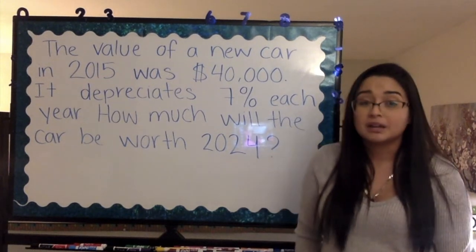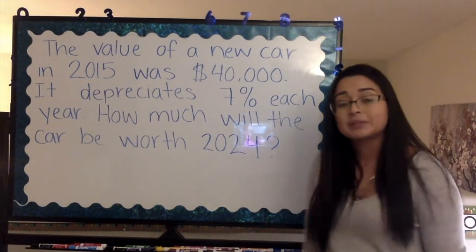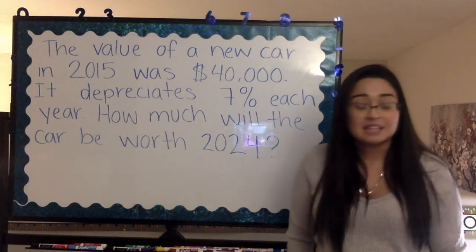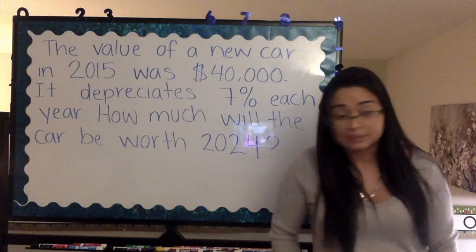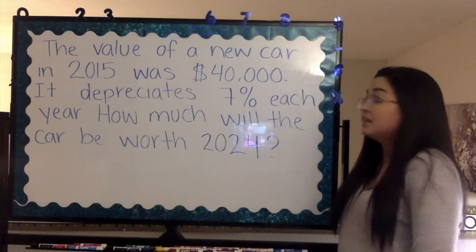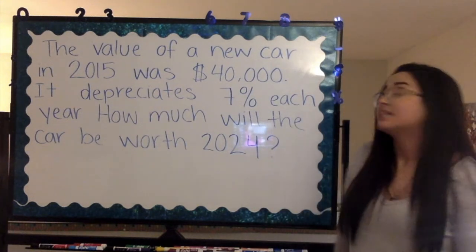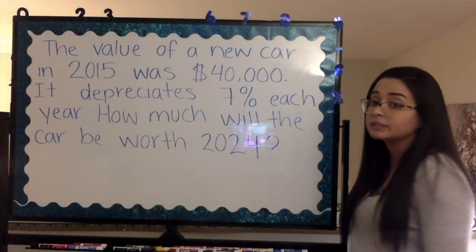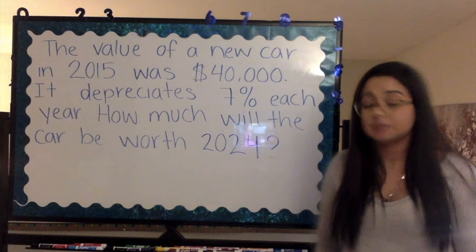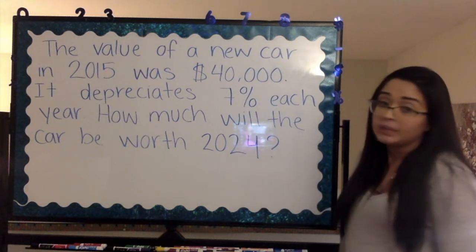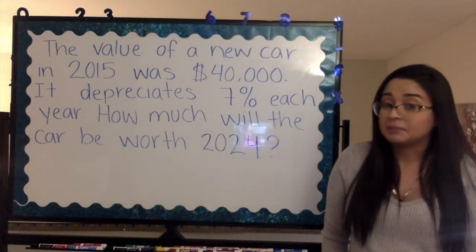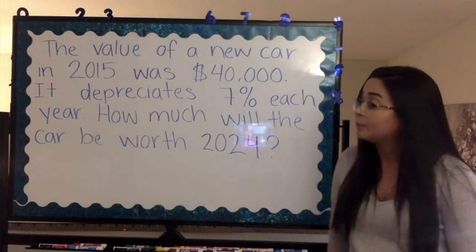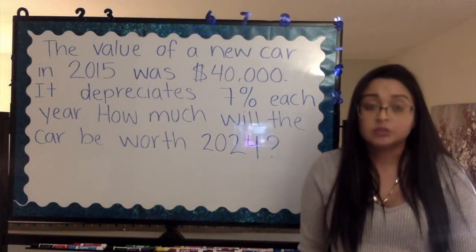Today we are continuing with concept number 7, which is on growth and decay. Let's get right into our example for today. Our word problem reads, the value of a new car in 2015 was $40,000. It depreciates by 7% each year that passes. How much will the car be worth in 2024?